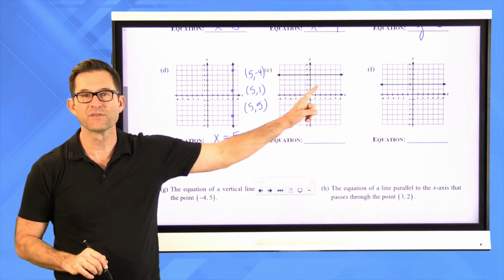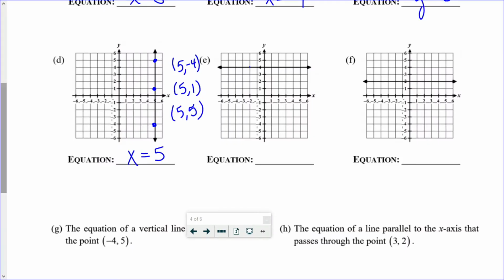Let's take a look at this one. Maybe I'll go with this point, and this point. Let's see, what would that be? That'd be (-2, 4). That almost looks like a -2. That would be (3, 4), and (5, 4). Looks like every one of those points has y equals 4.